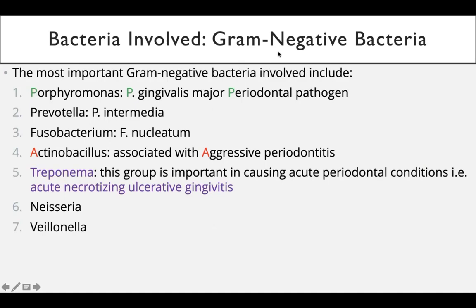Gram-negative bacteria: three important ones. I don't want you to forget. Porphyromonas gingivalis is a major periodontal pathogen. Aggregatibacter actinomycetemcomitans is associated with aggressive periodontitis. Treponema is associated with ANUG, acute necrotizing ulcerative gingivitis.